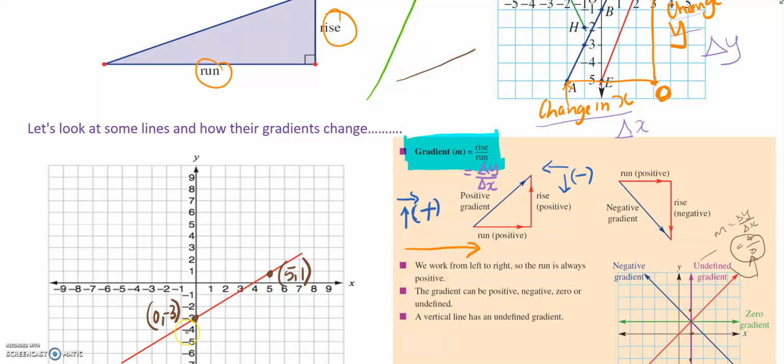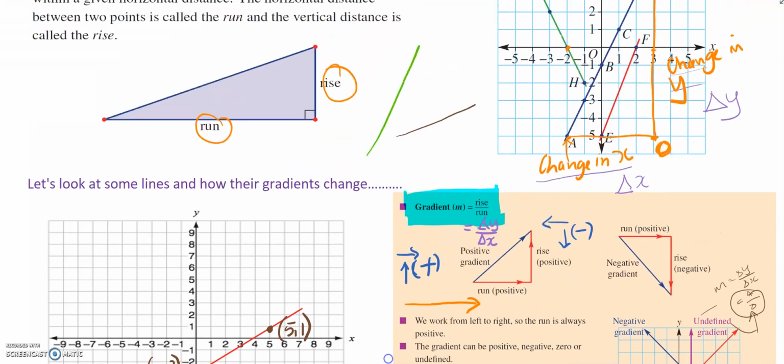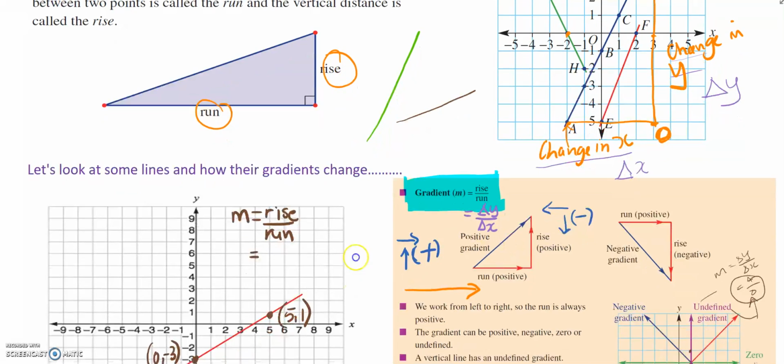Great minds, people. Now, remember, m is equal to rise over run. Look at the line. Is it a positive line or a negative line? What did you say? Positive? Yes, correct.